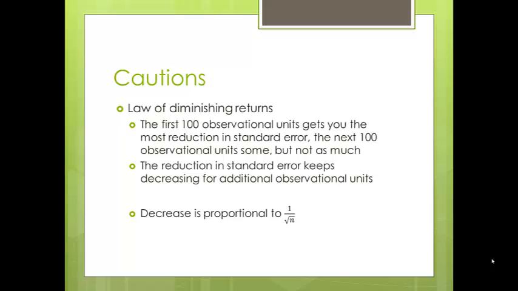And so what happens is, as you keep adding additional observational units, the reduction in the standard error continues to decrease. That decrease is actually proportional to 1 over the square root of n. What does this mean? It means that while additional sample size does improve the precision of your estimates, you need to be cautious because by the time you get up to, say, thousands or tens of thousands of observational units, you're not really gaining much in terms of reducing the width of your confidence interval due to the law of diminishing returns.